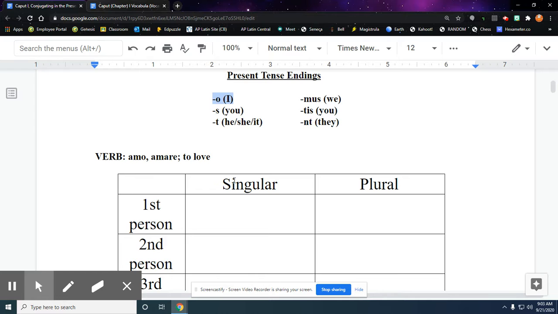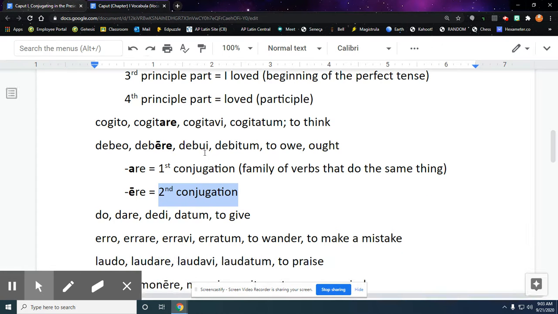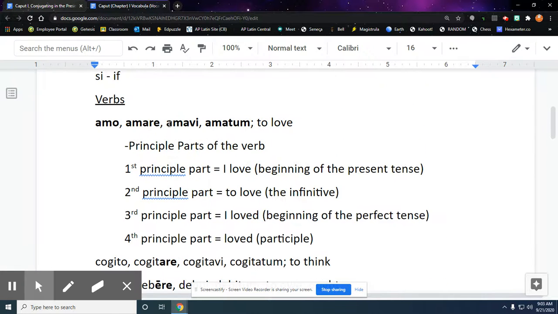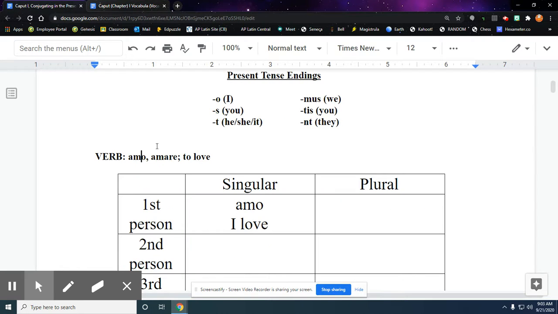I'm going to walk you through how to do this, and then you are going to do it on your own. In that first box, you're going to put amo, and how it translates is I love. You may notice I only included two principal parts here. You don't need the third or fourth principal part of the verb. That is for the past tense, or one of the past tenses, which we don't even really get to in Latin 1. So I've only included these two principal parts because that's all you need to conjugate in the present tense.